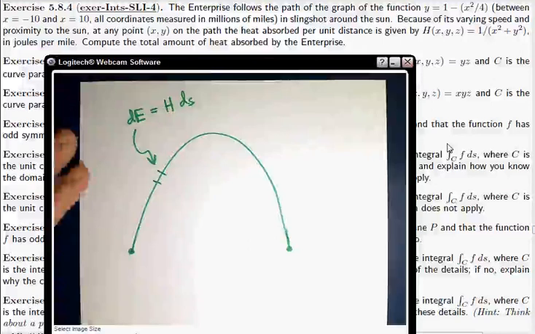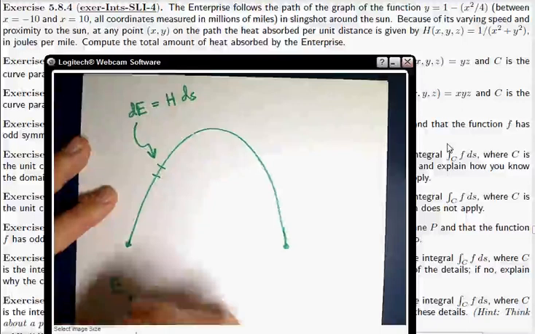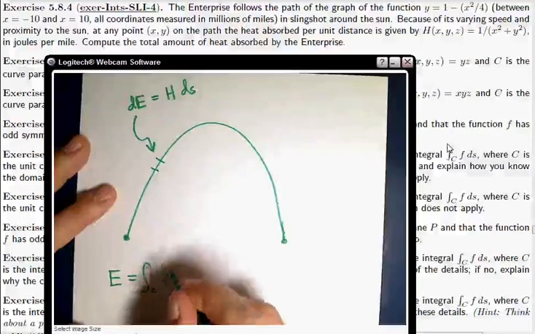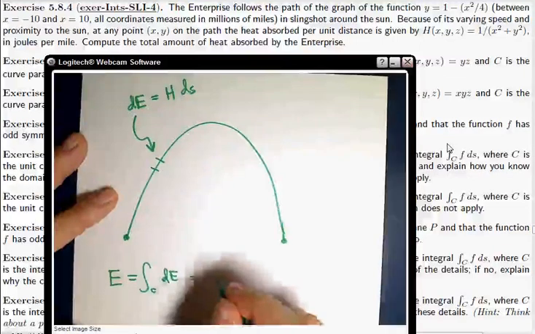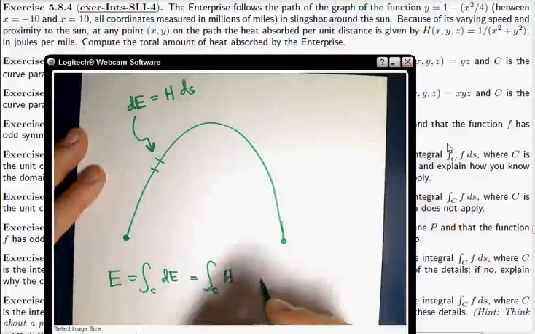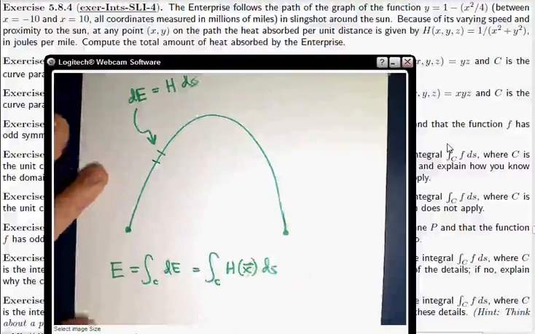So if you want to know the total amount of heat absorbed over the entire curve, well, we just add up over the entire curve the amounts of heat that are absorbed on each little piece, which, as per above, is this H function ds.